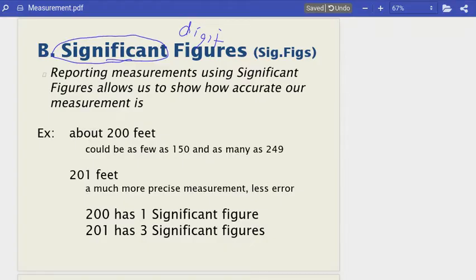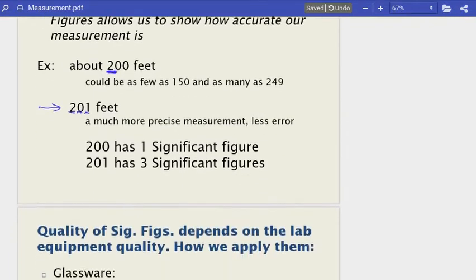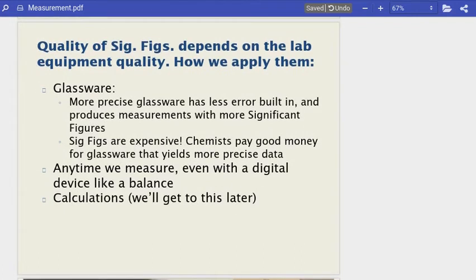In 200, and we'll go over this later, the only significant digit is that 2. The 2 zeros are not significant. In the number 201, all 3 of those digits are significant. Even without having a full understanding of what significant figures are, you can tell that this number here, 201, is a better measurement than about 200 feet. Chemists and scientists in general want data that has more significant figures, because it implies that there's better measuring going on.